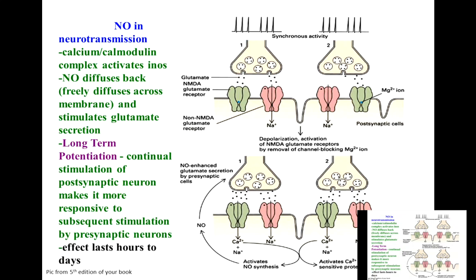So you have a chemical synapse, presynaptic cell, postsynaptic cell. The presynaptic cell is releasing a neurotransmitter. In this case, it's glutamate as the neurotransmitter. That glutamate binds to the postsynaptic cell in two different kinds of receptors: NMDA glutamate receptors and non-NMDA glutamate receptors. These, you'll see in the next slide, are called AMPA receptors.